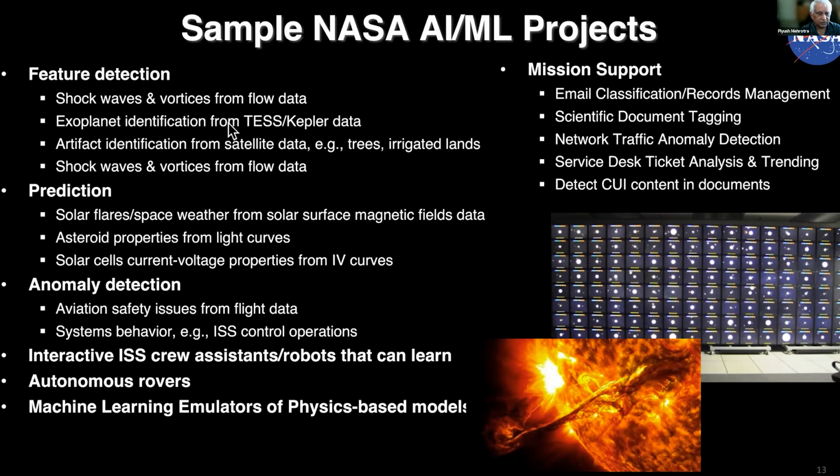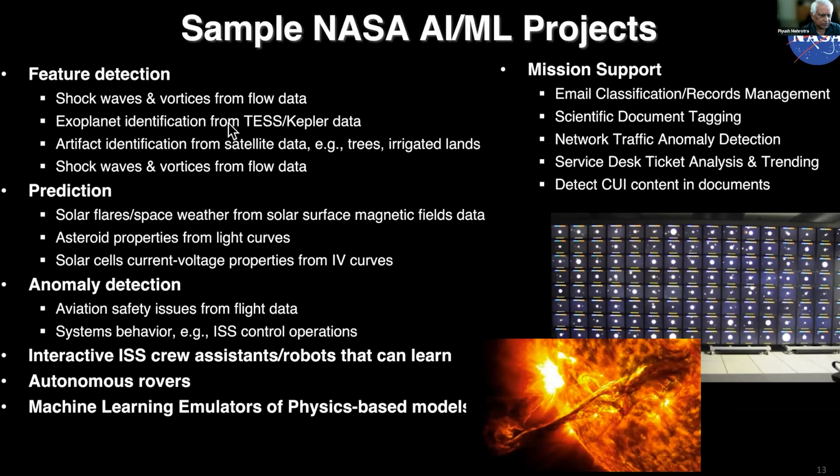Anomaly detection has been used very successfully in looking at aviation safety issues from flight data that could possibly affect the safety of aircraft. Then there's systems behavior, ISS control operation, and so on. There's a lot of work that has been done that uses machine learning.